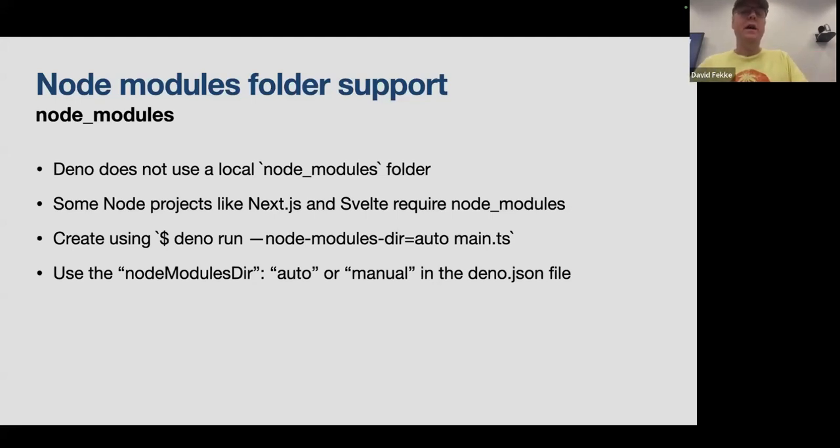If you want to create a node_modules folder, all you have to do is specify --node-modules-dir. Here they say auto, so as you run this application, it will take a look at which modules are required in your application and automatically pull them down. So you don't have to do a separate npm install to install your modules like you do with Node. As you go to run this for the first time, it'll pull down whatever modules you need. You can also specify a node modules directory in the deno.json file, and there are two settings, auto or manual, that you can use for that.